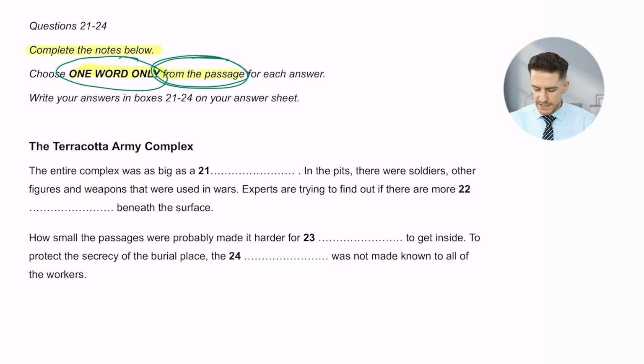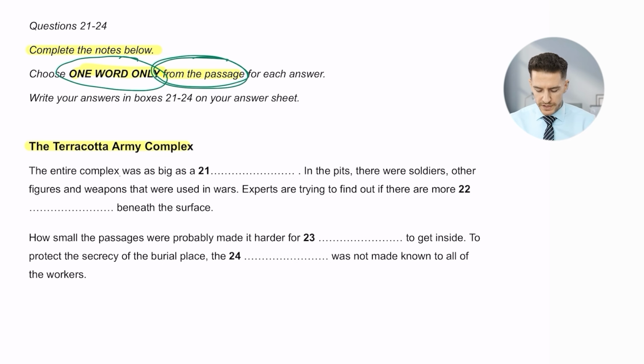So as you can see, there is a heading, and it's very important to read the heading for notes because it's going to help you find where the answers are. And this heading here is the Terracotta Army Complex. And I actually remember they were talking about the complex in, I believe, one of the first paragraphs, paragraph 2 or 3. So let's have a look here.